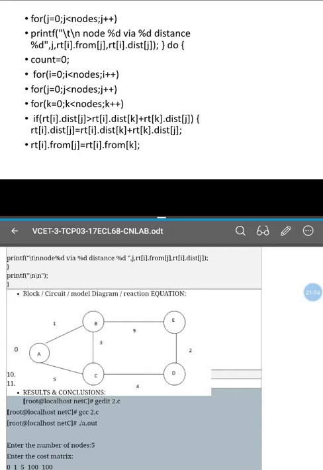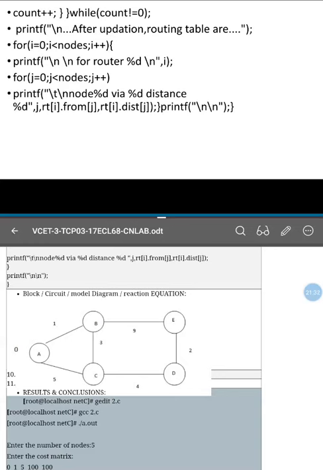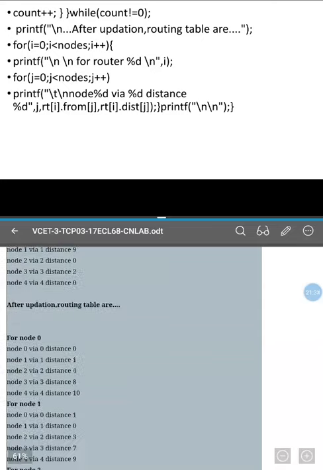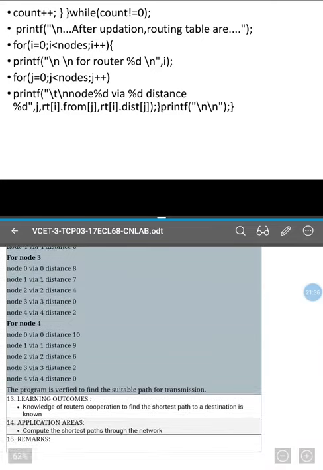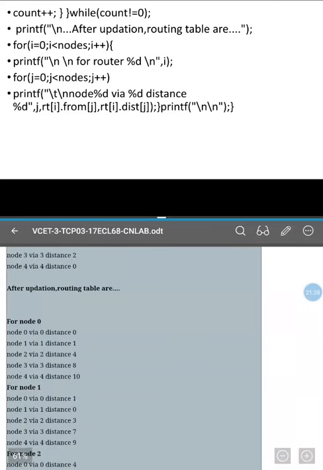So 0 till that 3 will be the value from K. So it will be updated as from 3, whichever was from 3, it gets updated as from K, which will be the intermediate node, and the count value will be incremented. Count was 0 initially, and this will be done so many times till the full table gets updated. So you can see at the end, once the table is updated, you will have these values.